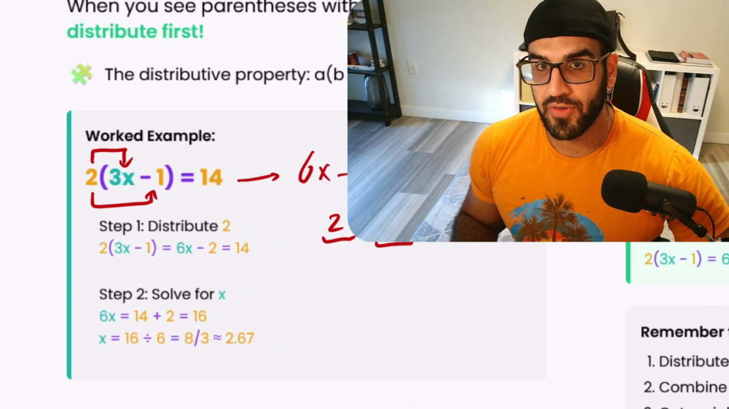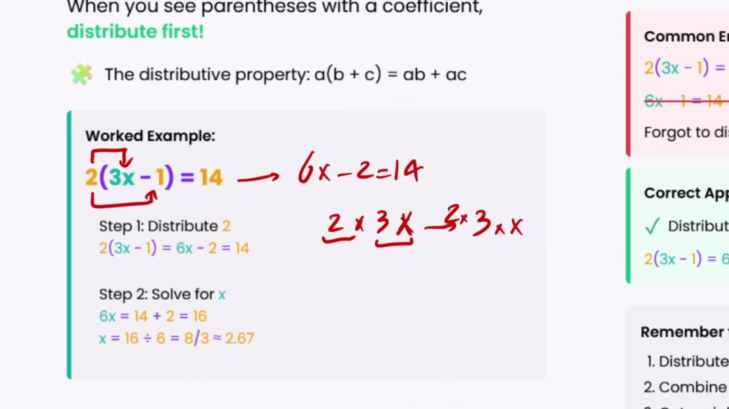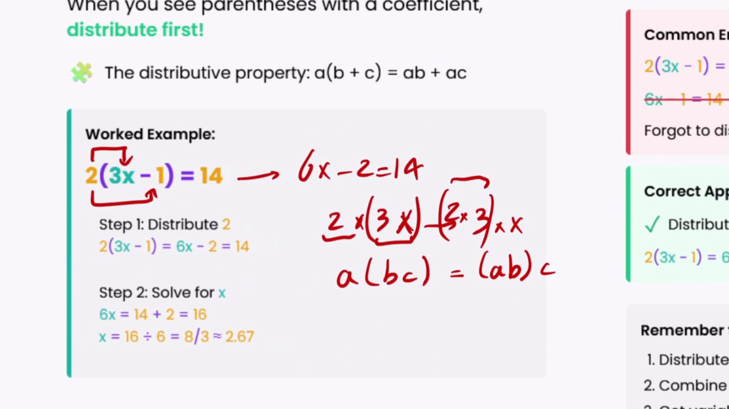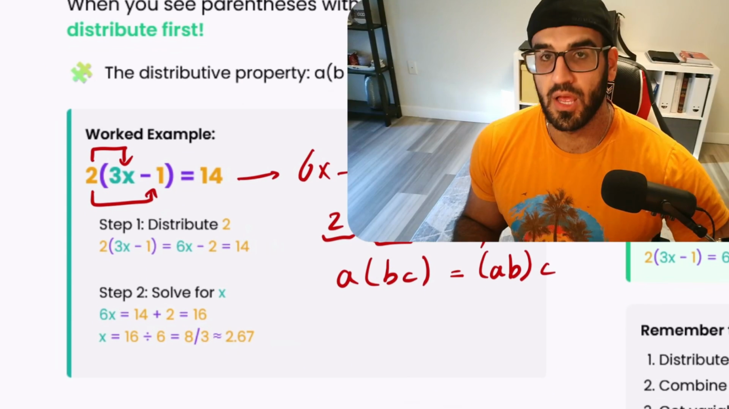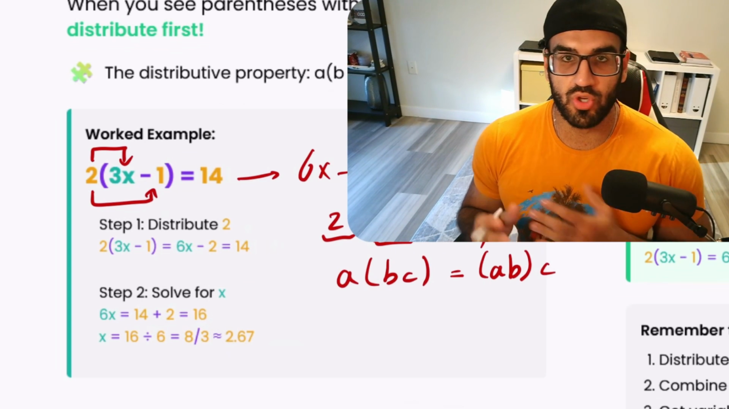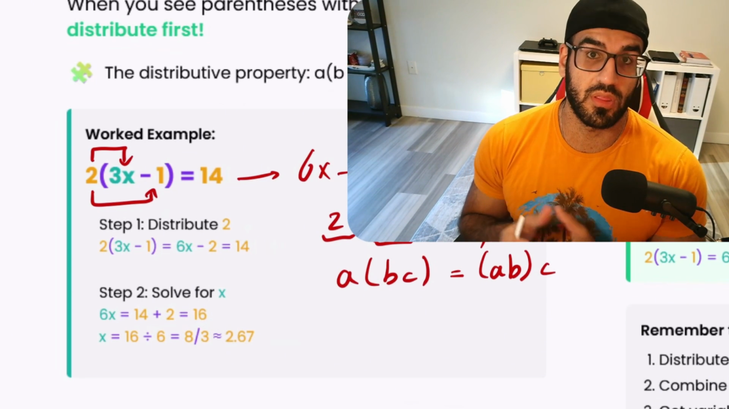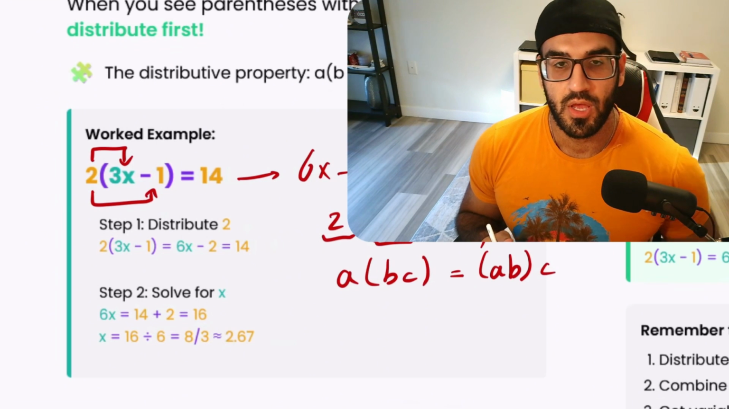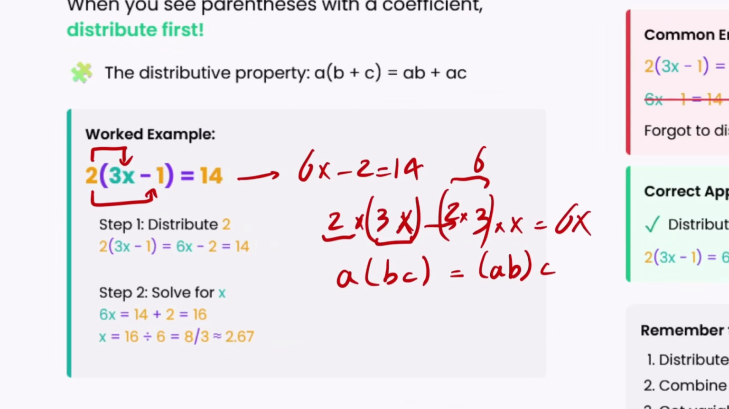And if you remember, we had another rule that a multiplied by bc can be written as ab multiplied by c. So it means that at this point, instead of just having 2 multiplied by 3x, I do have 2 multiplied by 3, times x. This one was 6. I do have 6x. The good thing about multiplication is that you can change the order as long as the only thing that you have is multiplication, by the way. So at this point, what do I have? I do have 6x minus 2 is equal to 14.